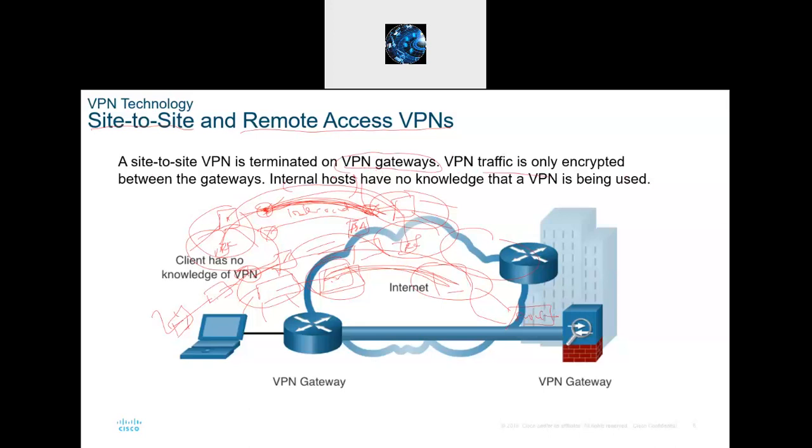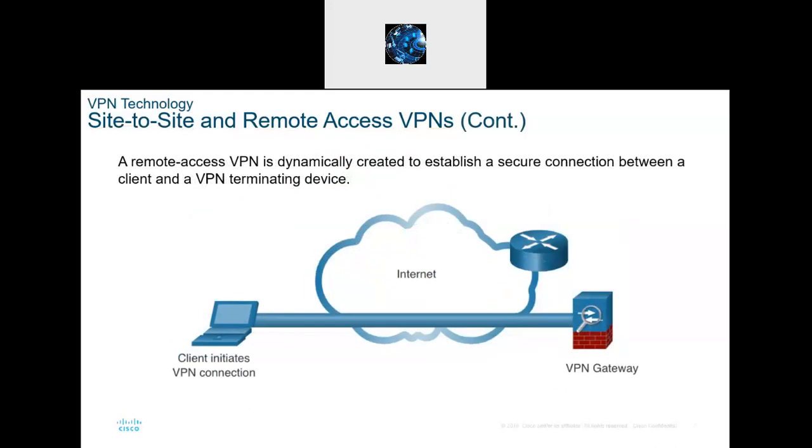VPN traffic is only encrypted between the gateways. Internal hosts have no knowledge that the VPN is being used. So the users on your network, if you don't tell them that you are using the internet to carry their data to the other location, they may not know. They just know that they can reach Abuja, can reach us, using what we don't know. But you, as the engineer, you know how you got the job done. So what about remote access?